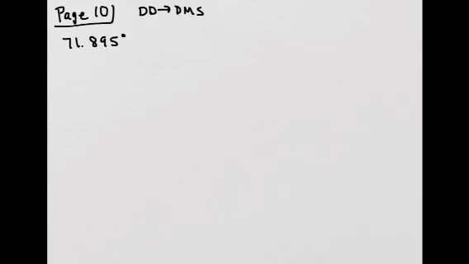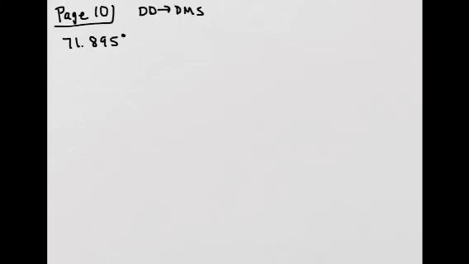Alright, so the two examples on page 10 are not numbered. Don't know why, don't remember why, but regardless of that, let's go over them. We're converting 71.895 degrees to degrees, minutes, seconds.